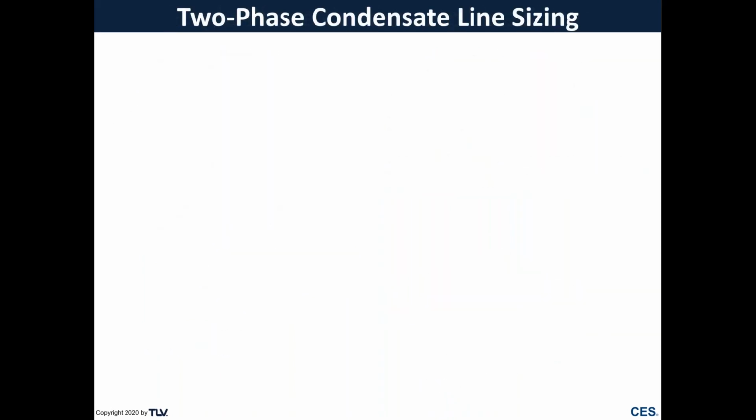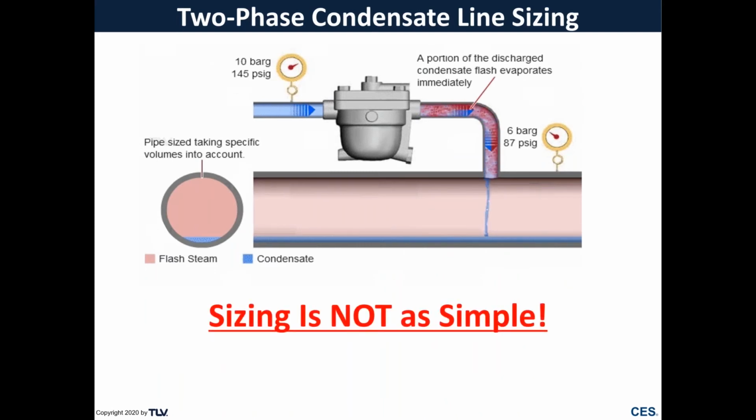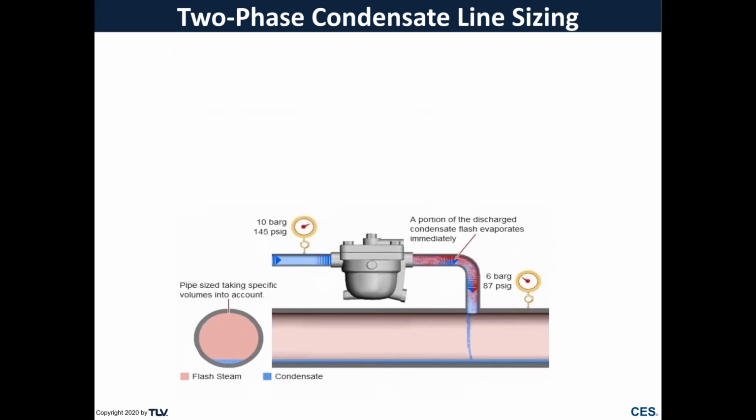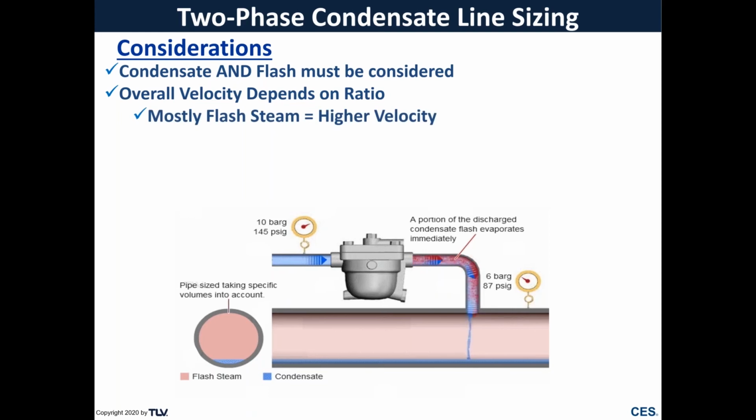Now looking at two-phase condensate return line sizing, these are not going to be as simple. And there's a lot of things that we need to take into account here. With a two-phase condensate return line, we need to take into account the flash and the condensate in that line sizing. And our overall velocity in that line is really going to depend on the ratio of that flash steam to condensate. If we have mostly flash steam, we can deal with a much higher velocity.